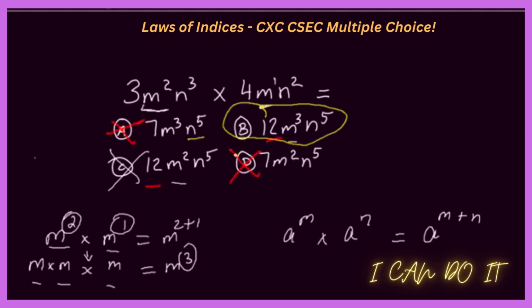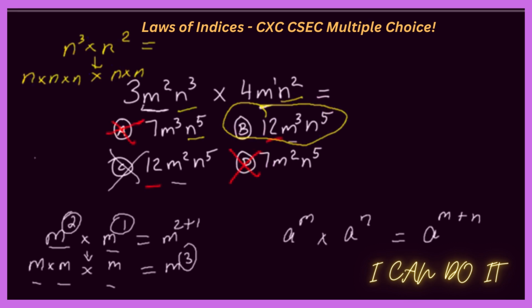N to the fifth, well, sorry, let's go back up here. N to the third times n to the second. So we have what? N to the third multiplied by n to the second. Again, this can be written as n times n times n. Bring back the multiplication sign, times n times n, because we have n squared. And we can count it.